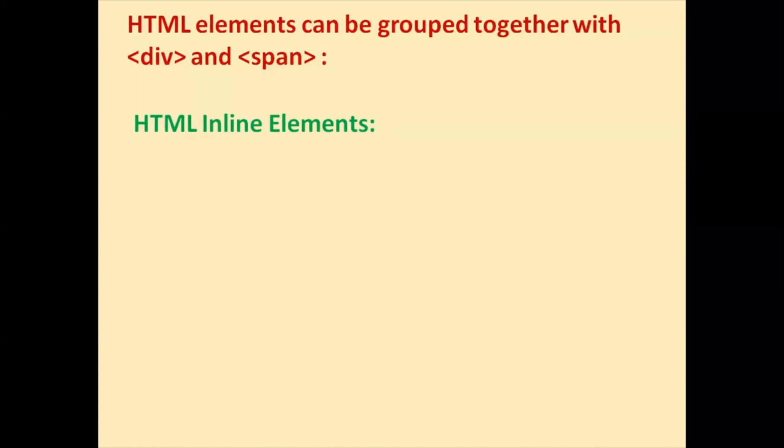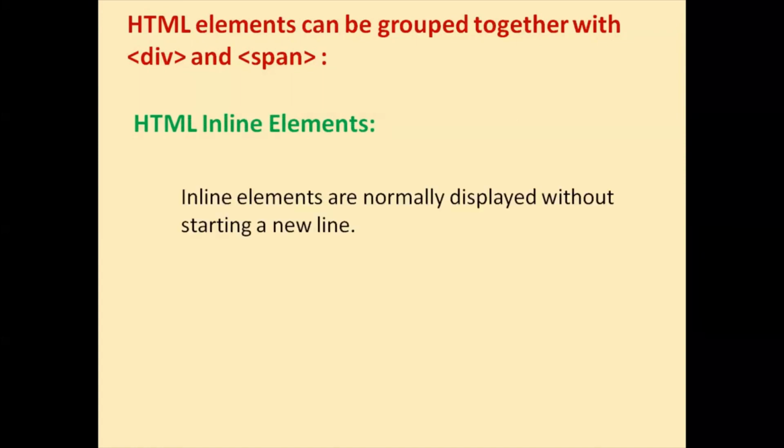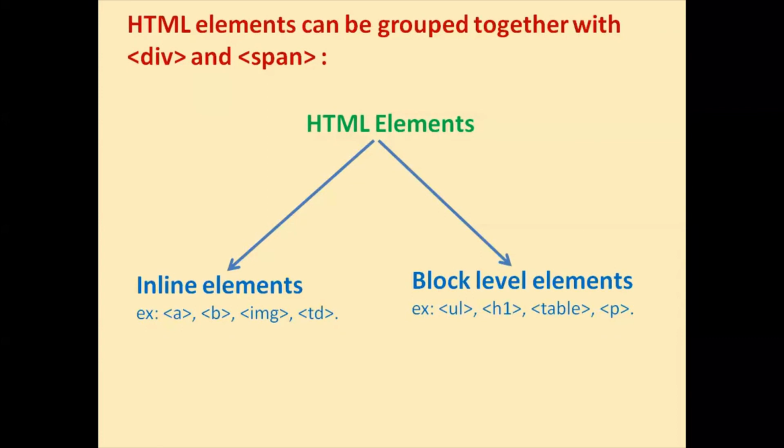If we go with the HTML inline elements first, they are normally displayed without starting a new line. So for example, if we consider A tag, B tag, td tag or image tag, if we use these tags in HTML, then it won't provide a space before or after it. I mean vertically, it won't give any line break before or after.